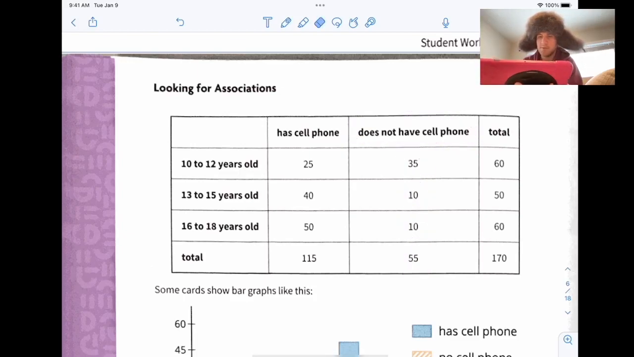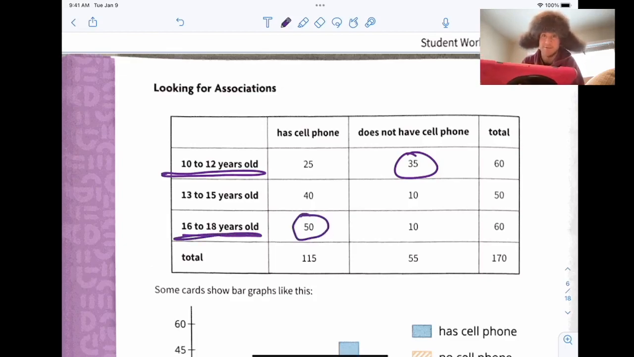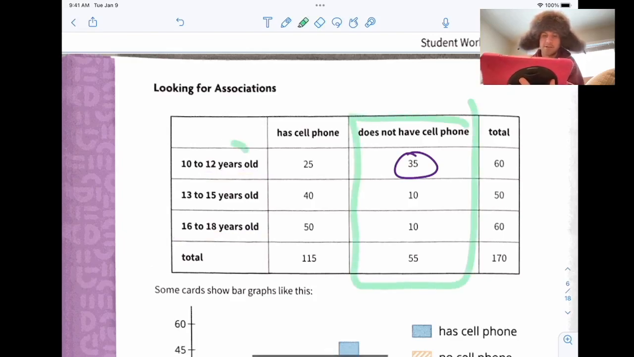Even still, what's the majority? Do the majority of people have cell phones later in life or earlier in life? For that kind of information, we can still tell on this. For example, I can tell you that at 10 to 12 years old, most people don't have a cell phone, according to this data. And most people 16 to 18 years old do have a cell phone. I can also tell you that the majority of people who don't have a cell phone in this data were 10 to 12 years old. So we can answer a lot of questions here.